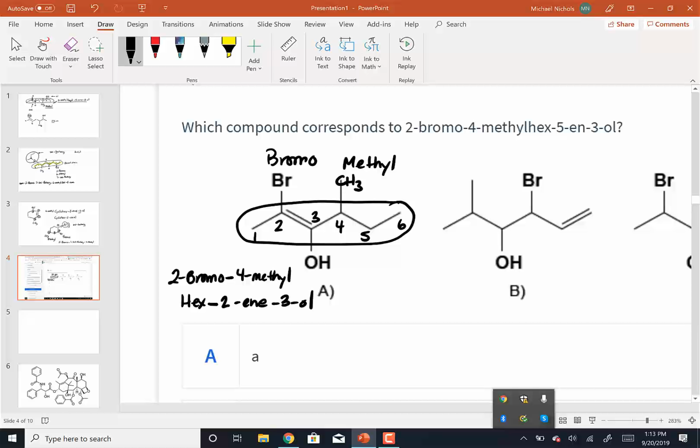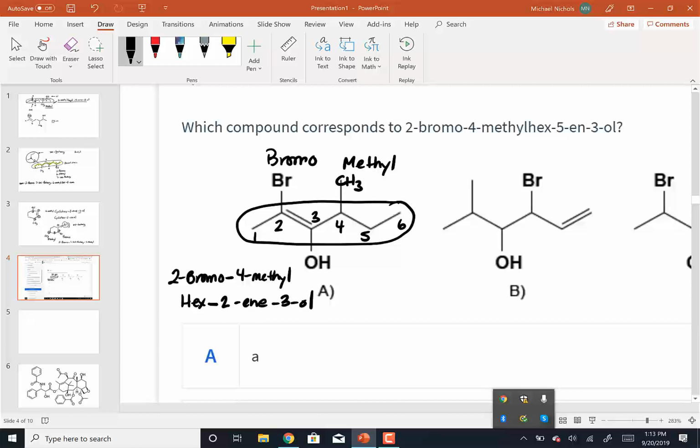Is that what they're looking for? No. That's not what they're looking for. So, that's the correct name for this molecule, but not the one they asked about. Okay.